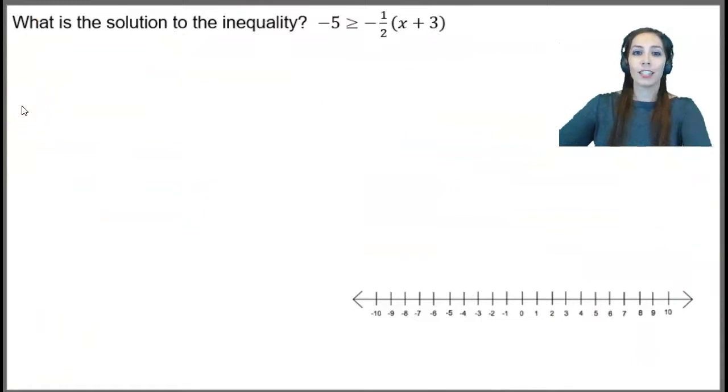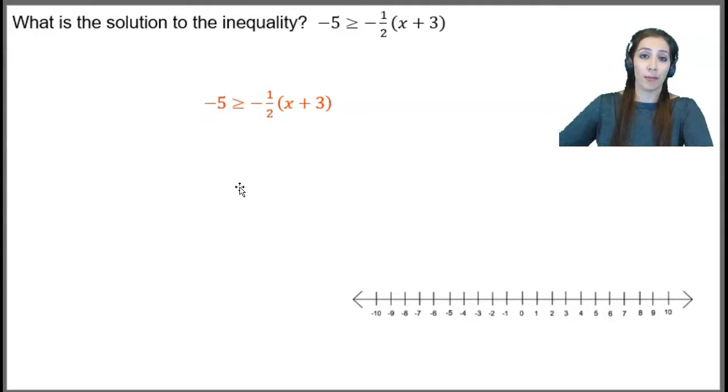What is the solution to the inequality -5 ≥ -1/2 times the quantity of x + 3? So the first thing I'm going to do on this problem is I notice that there's that -1/2 and there's a -5. So I have a negative on both sides of the inequality. I am going to automatically multiply by a negative just to get rid of that.